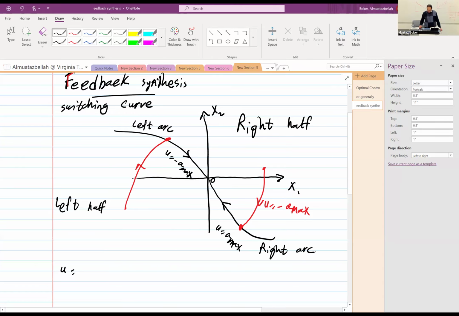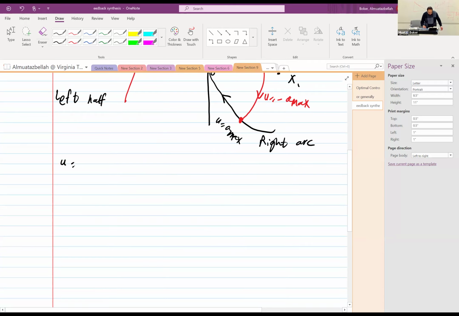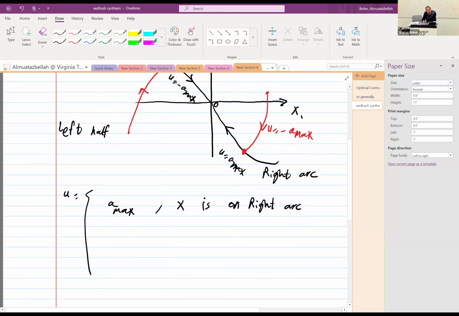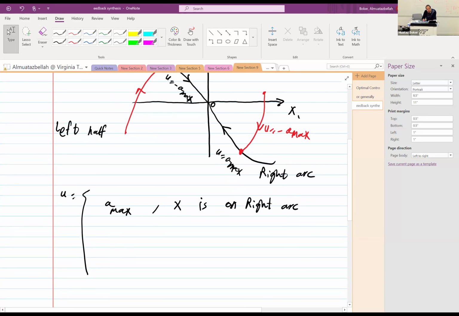Okay, so U is equal to A max when X is on the right arc. Right, so if I'm on the black, there's no need even for switching. Okay, so that's the right arc.